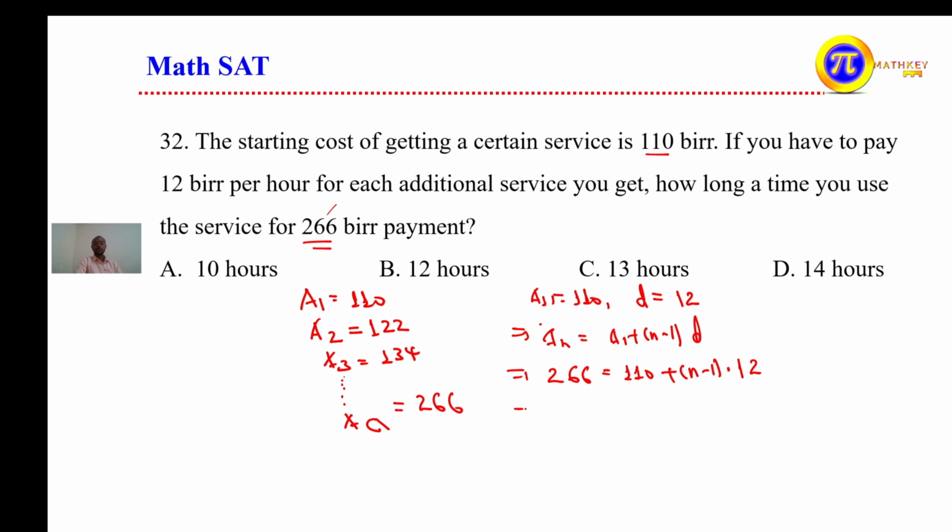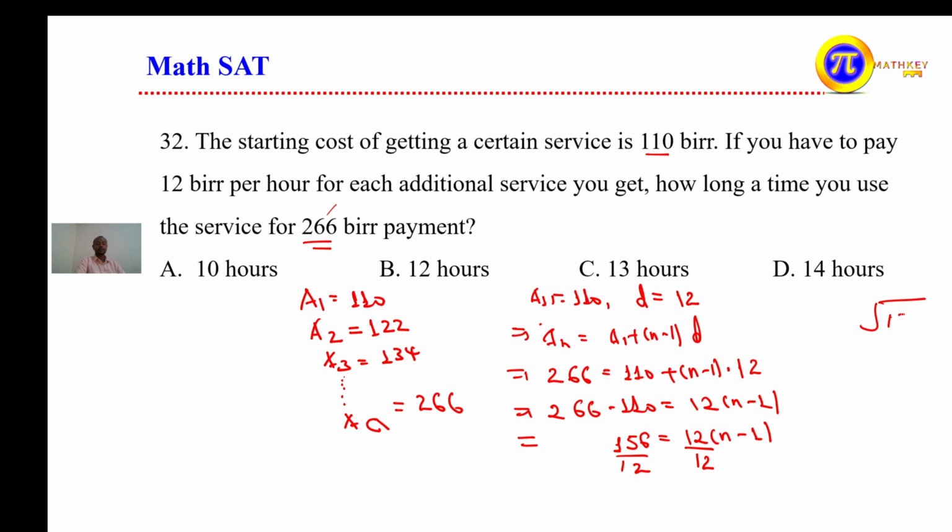So this implies 266 minus 110 is equal to 12 times n minus 1. When we take the difference, 6 minus 0 is 6, 6 minus 1 is 5, 2 minus 1 is 1. So 156 is equal to 12 times n minus 1. To solve this, divide both sides by 12.